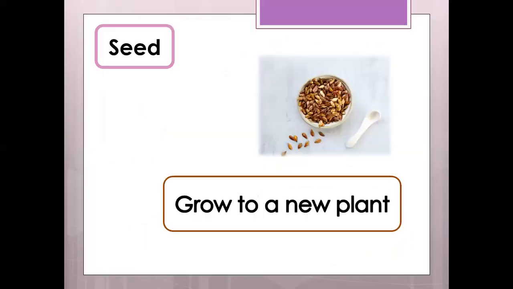Then comes a part which is called the seed. Of course, all of us know the seed. What is the importance of the seeds? They will grow into a new plant. If I want to make a new plant, I will take the seed of the same kind of plant I want to grow, plant it in the soil, and then it will grow into this new plant.